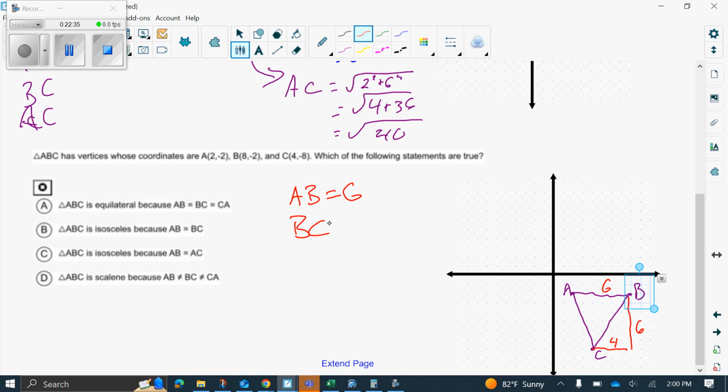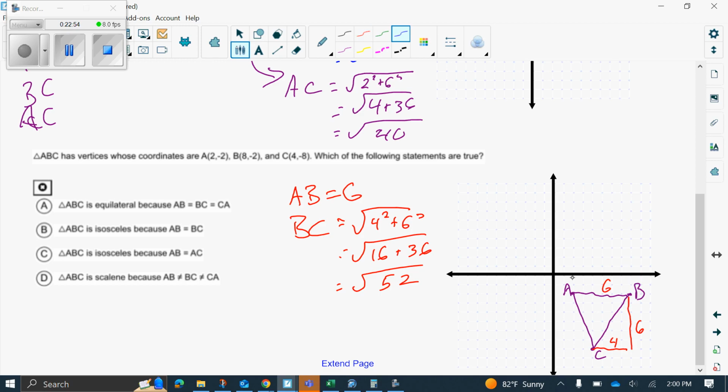And so that's 4 squared plus 6 squared. 16 here, by the way, plus 36. And so that would be 52.